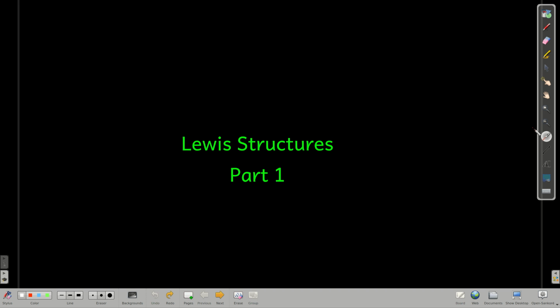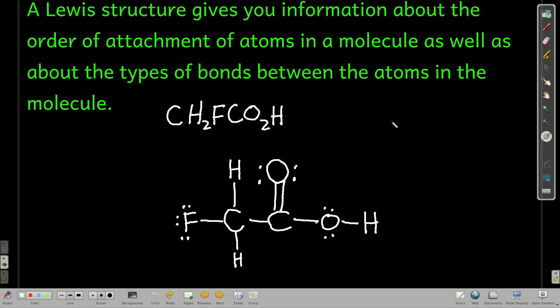In this module, we're going to talk about how to draw Lewis structures. This is broken up into two parts. This is the basics of it. You probably have seen this stuff already. So anyway, what is a Lewis structure?